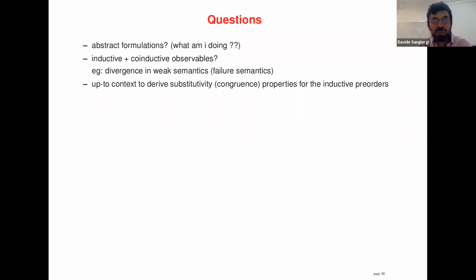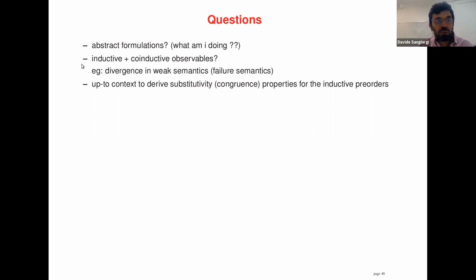I have some questions, possibly interesting future work. First, an abstract formulation: this is a question concerning these inductive enhancements. I would very much like to see an abstract formulation of these inductive enhancements. I really have no idea how to do that. Where are the fixed points? I don't know, at least the greatest fixed point. Let alone category theory, coalgebras and algebras, I don't know.